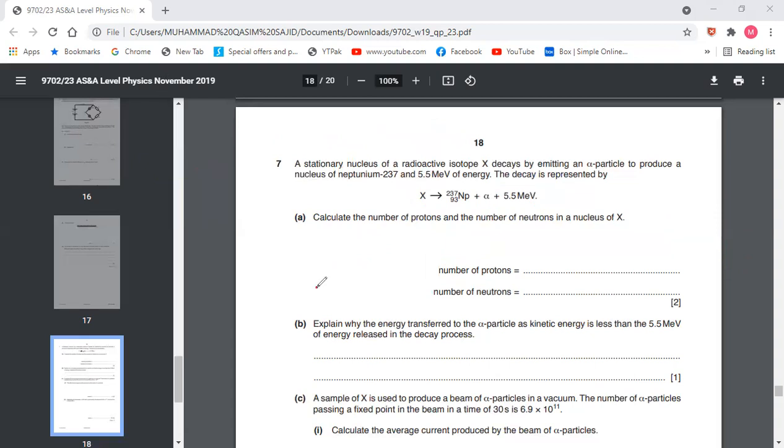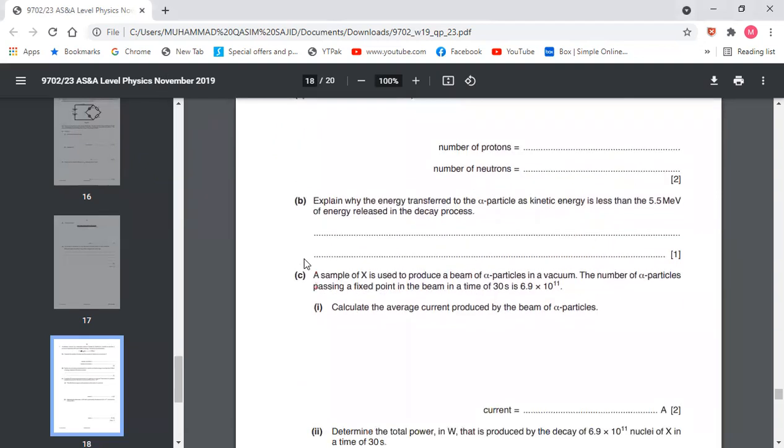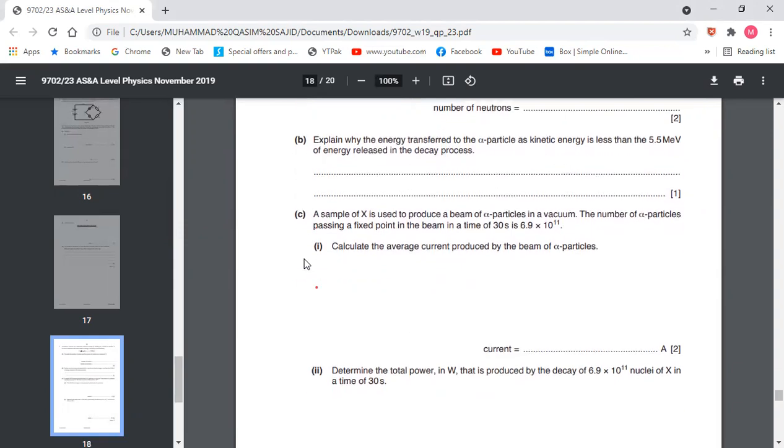Now explain the energy transmitted to alpha particles. So what is the energy? Basically, it has kinetic energy. So the basic answer, if there is any question related to the energy, the answer is kinetic energy at any time. Okay. Yes.